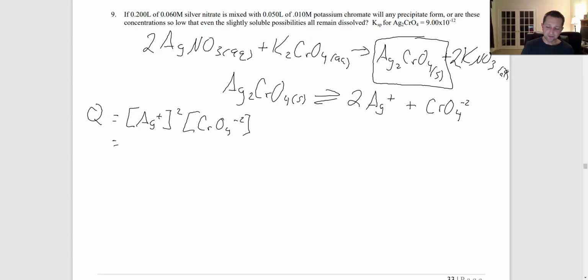So what you want to do is find your new volume. The new volume is equal to your 0.2 liters plus your 0.05 liters of the potassium chromate, so it's 0.250 liters. Now we want to find our new concentrations as well, because they're not 0.06, they're not 0.10. So how do we do that? Well, we diluted both of these solutions by mixing them together. So all you have to use is your dilution formula. So let's do that for the silver nitrate and for the potassium chromate.